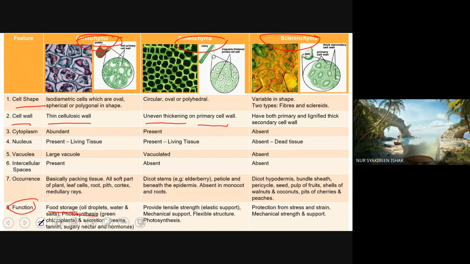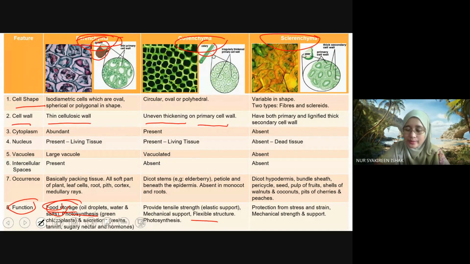Kalau kita tengok kat gambar ni kan, nampak food storage, such as for example you can see the arrangement of cells of potato kan, food storage, to store food, starch for example. And then for the parenchyma function can provide elastic support kan, tensile strength, mechanical support, flexible structure, and also carry out photosynthesis, such as celery.